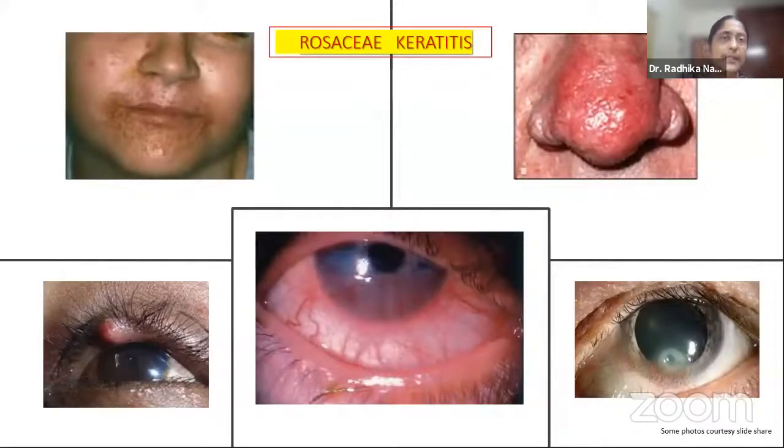Rosacea keratitis is a very severe form of meibomian keratoconjunctivitis. It is again very rare in our part of the world. You can see in the panel that there is severe acne, because the basic pathology is autoimmunity and dysregulation of vascular vessels. And in the second picture, you can see the telangiectasia producing rhinophyma.